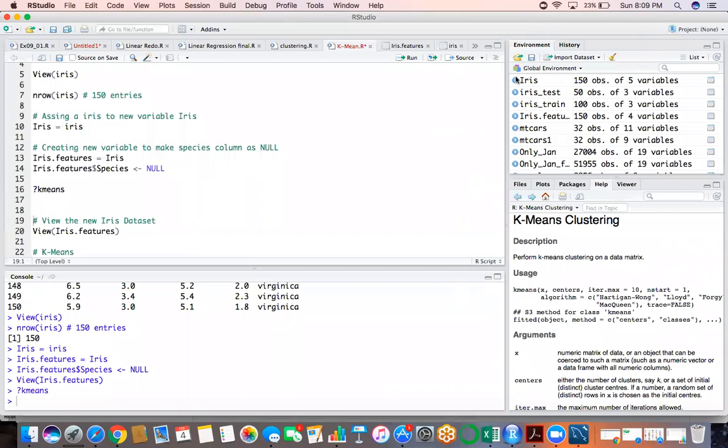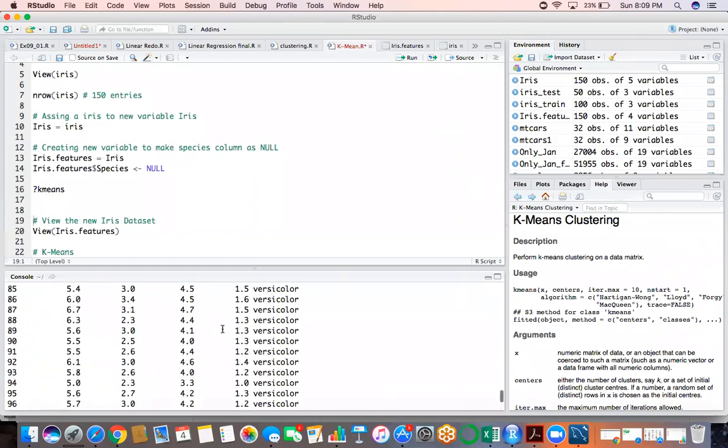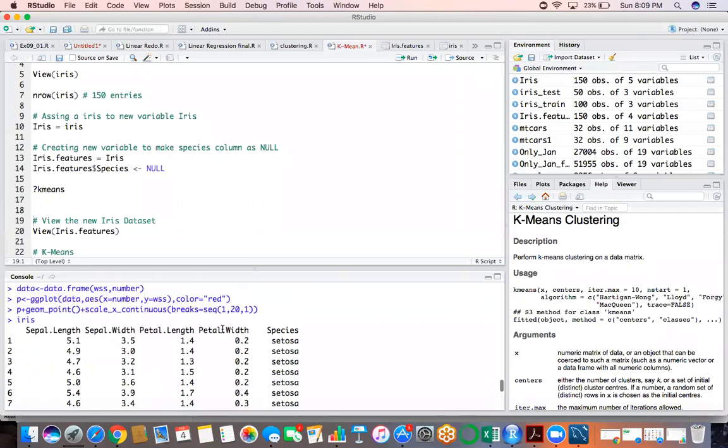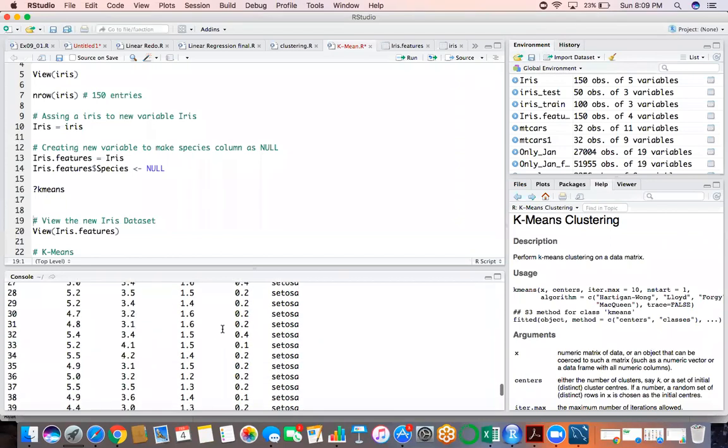Guys, what should be n here? N is the number of clusters. Okay, so how many clusters will be formed here? Three. Great. So it comes from the understanding of the data, and we know there are three different types of species. We have Setosa, we have versicolor, and we have virginica. There are three species.